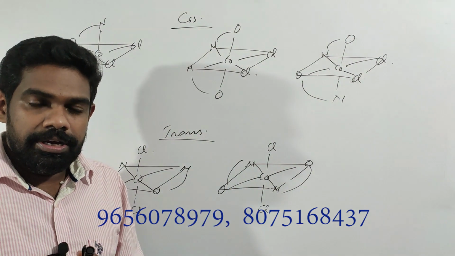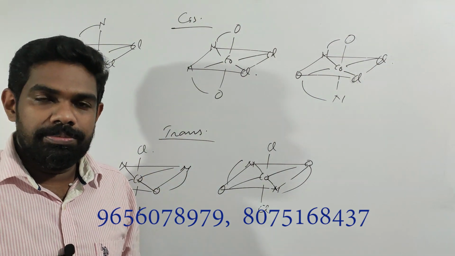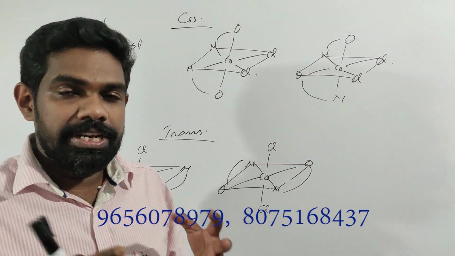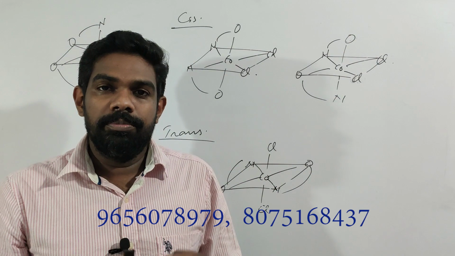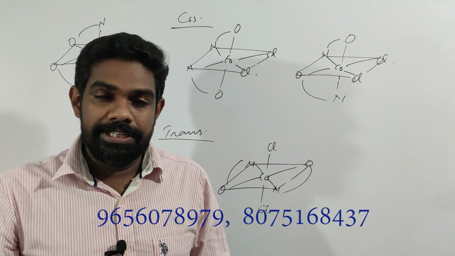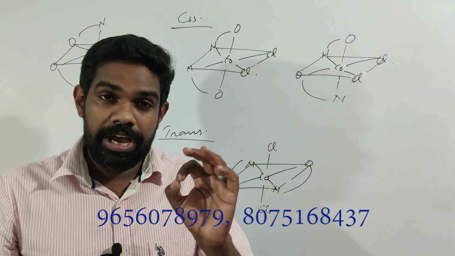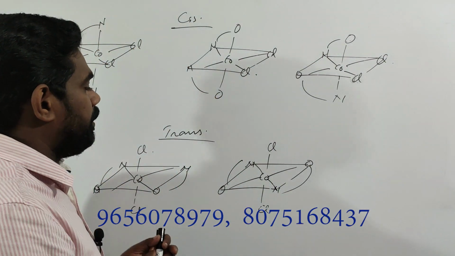In the question paper, it's asked to find out the optical isomers. So we should find out the optical isomers. What is the condition for a molecule to be optically active? It should not have any plane of symmetry. That is the condition. So the molecule should not have any plane of symmetry.